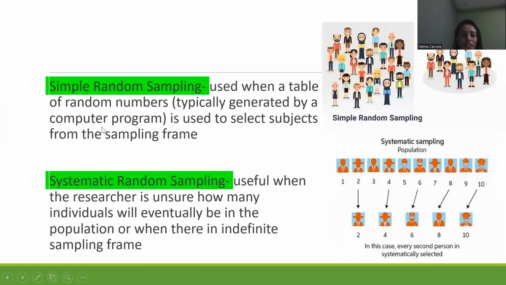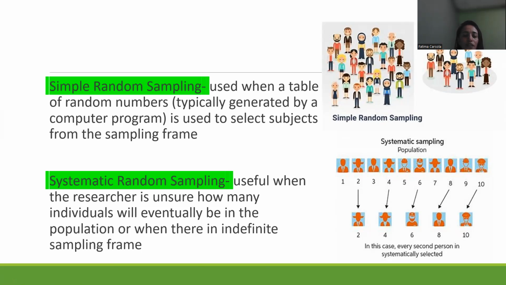So when we say simple random sampling, okay, simple random sampling is used when a table of random numbers, typically generated by the computer, as what is stated here, is used to select subjects from the sampling frame. This could be a sampling frame that includes the entire population that is eligible for the study. In simple random sampling, the researcher must have access to a listing of all eligible individuals who are both part of the population and meet the selection criteria. And the subjects are numbered, okay?